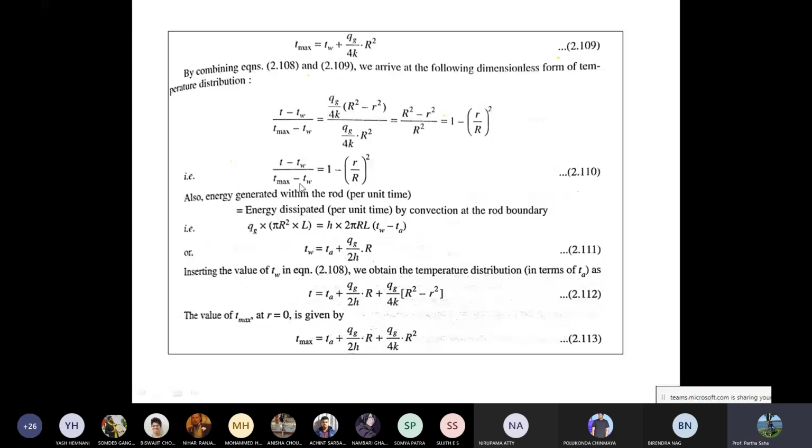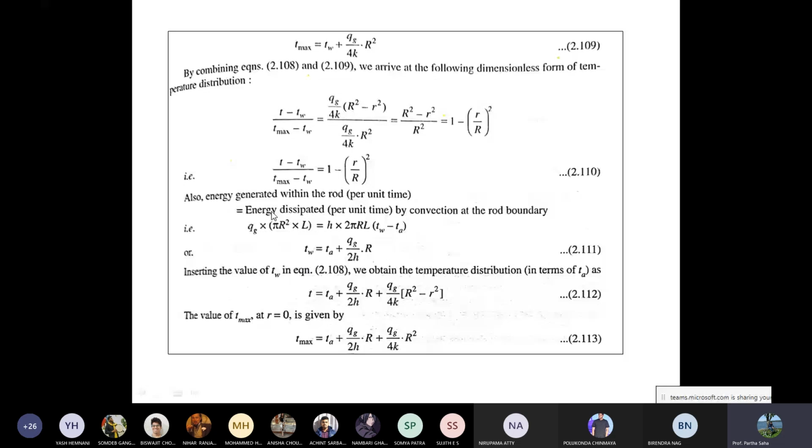How to get the energy generated within the rod per unit volume? That will be equal to the energy dissipated per unit height by conduction. So energy generated, as we have already seen, is Qg into pi R square into L. That is the volume, pi R square L, and Qg is the amount of heat generated per unit volume per unit time. And then it will be equal to the energy dissipated by convection.